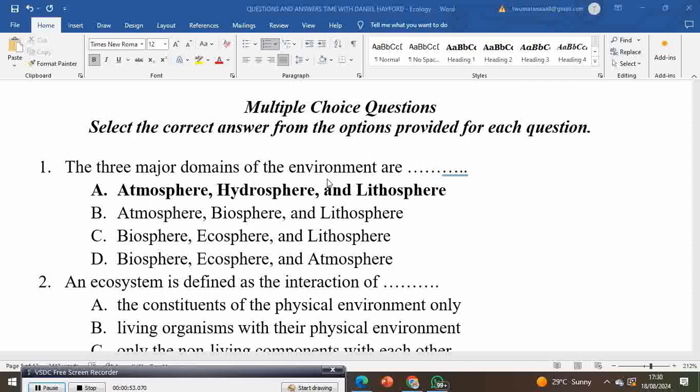The 3 major domains of the environment are, option A, atmosphere, hydrosphere, and lithosphere. That is the answer, and I have actually selected that one first. The subsequent ones, you should do well to select your answer before I come in with the right answer. So the answer for number 1 is atmosphere, hydrosphere, and lithosphere. The instruction didn't say we should explain, so we'll do as we are instructed. No explanation in this session.